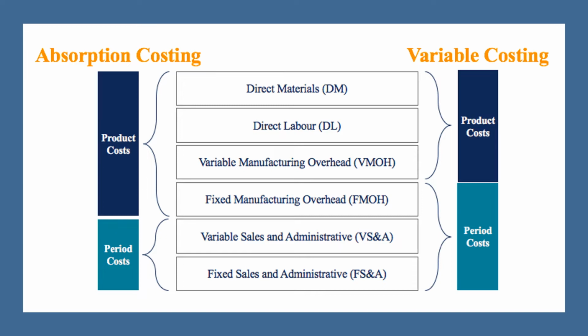Under absorption costing, the cost of a unit of product consists of the following: direct materials, direct labor, and both variable and fixed overhead. Variable and fixed selling and administrative expenses are treated as period costs and are deducted from revenue as incurred.